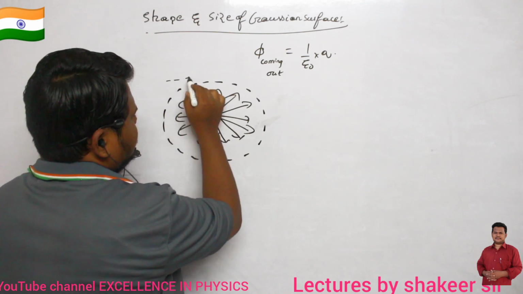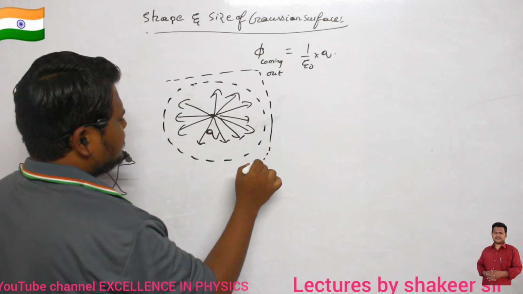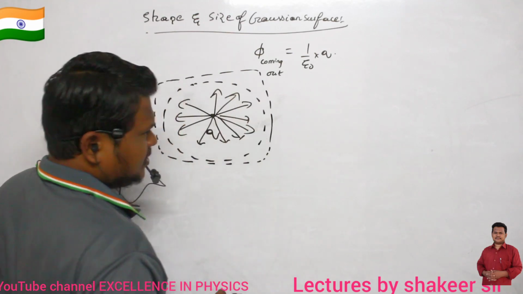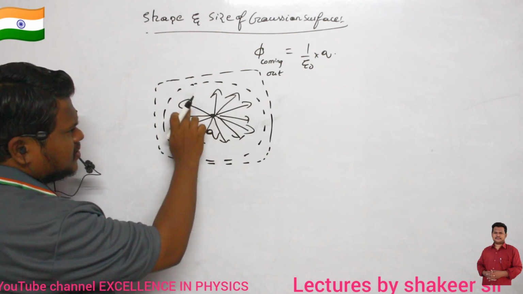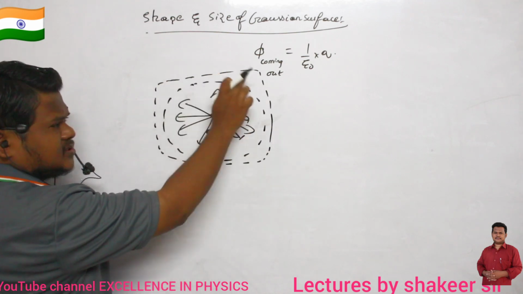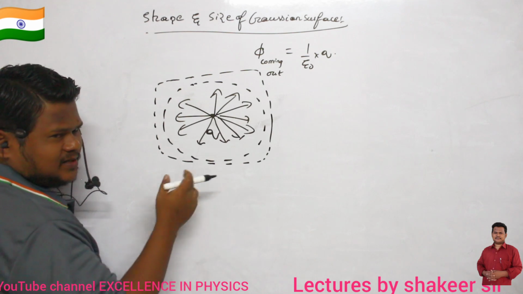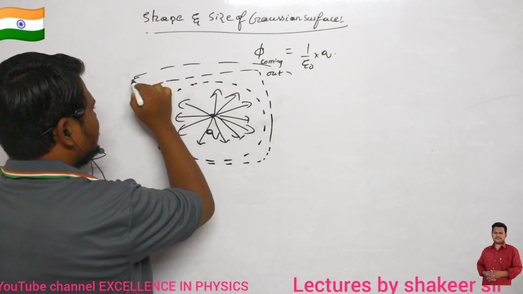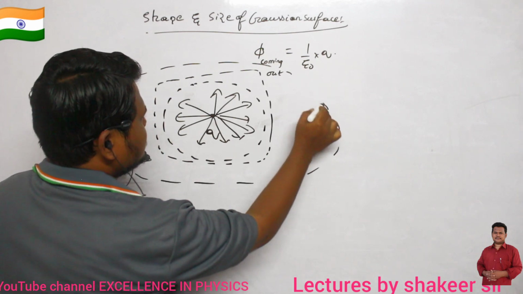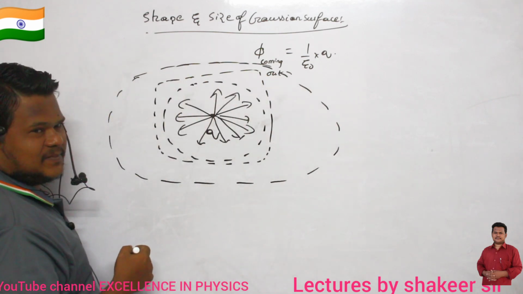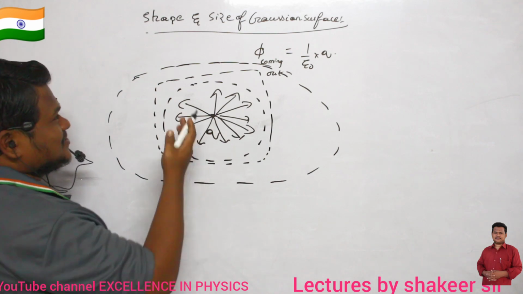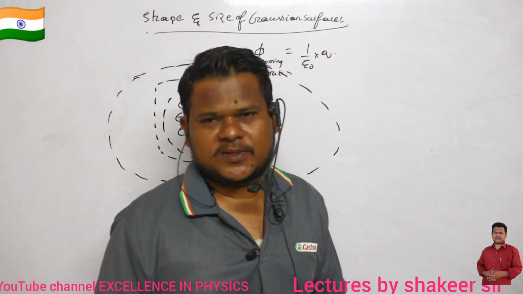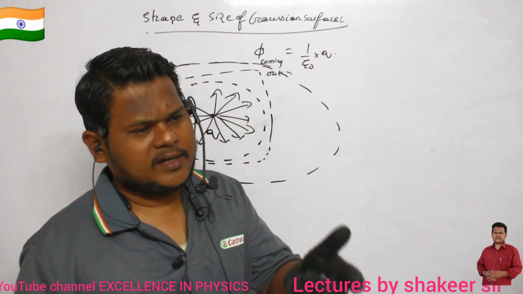Clear? So what if I take a Gaussian surface in the form of a rectangle? If I take a Gaussian surface in the form of a rectangle, then these flux lines, will they not cross this Gaussian surface? Definitely they will cross, no? Clear? And if I take a rhombus type of shape, or an elliptical type of shape like this, then also they will cross. So whatever the shape of the Gaussian surface may be, we are not concerned about that. Gaussian surface can have any type of shape.